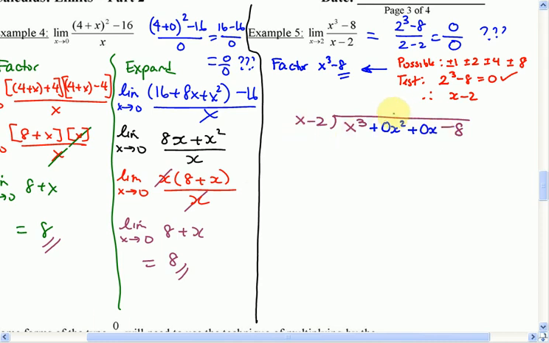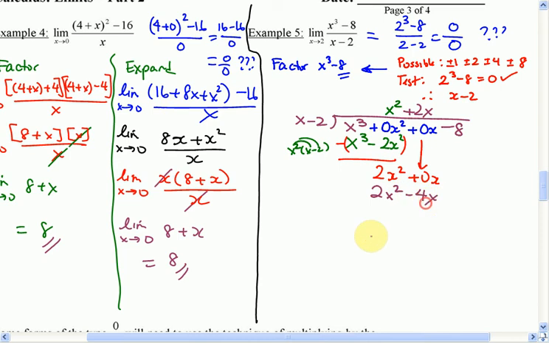So x times what gives you x cubed? I hope you think it's x squared. Then you go x squared times x minus 2. You distribute and you put it underneath. So once again, if I'm going too fast, please review my notes. Okay, we'll subtract. Get 2x squared. Bring down the 0x. Ask yourself what times x gives you 2x. That's 2x. 2x squared minus 4x. Then we have 4x. Bring that down, minus 8.